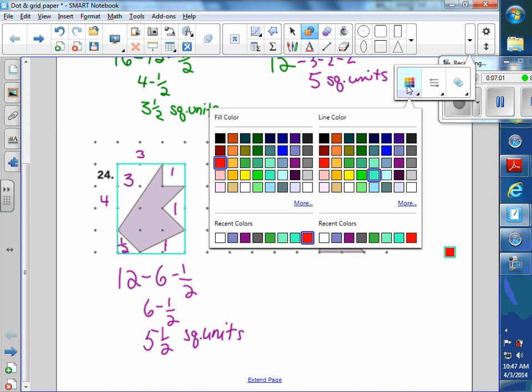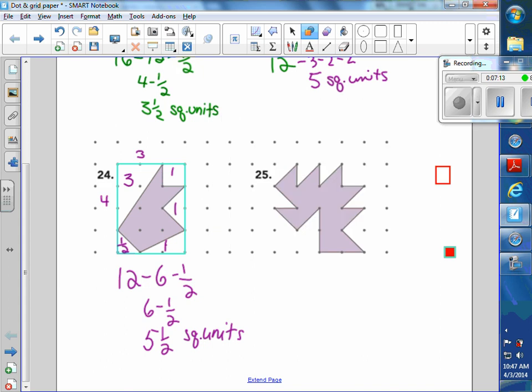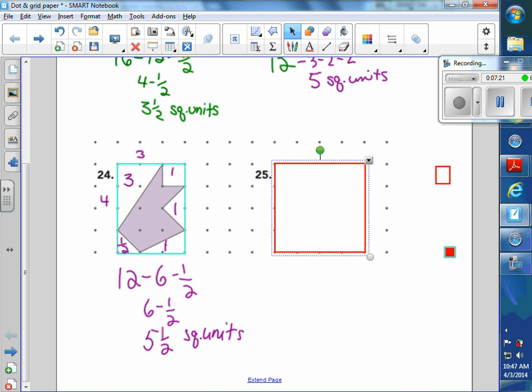No fill. So we want the line color to be red and the fill color to be white. But if the fill color is white, then it's going to block it though. Maybe. It's see-through. Yeah, see? How do we not do that? Yeah, let's just make it transparent.